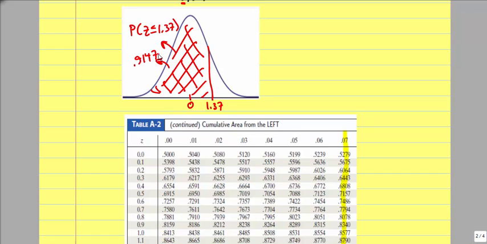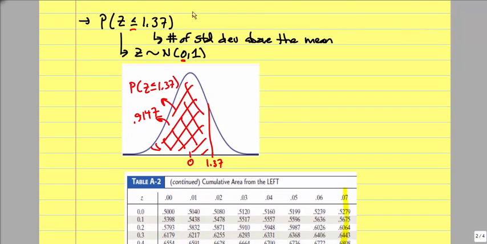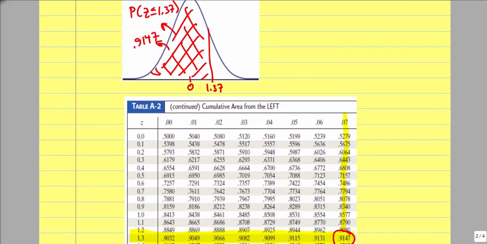Now remember, the total area underneath the curve is 1, so any probabilities that we calculate have to be between 0 and 1. This particular area turns out to be 0.9147. Now in MyMathLab, be careful of how it asks you to round. Sometimes it'll say 3 places, sometimes it will say 4. So using our tables is pretty straightforward here.